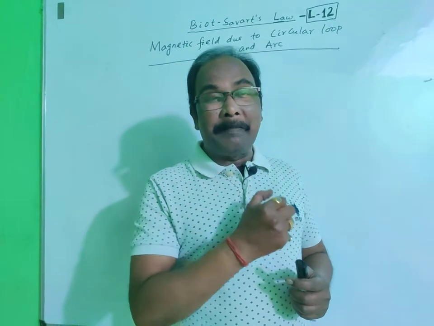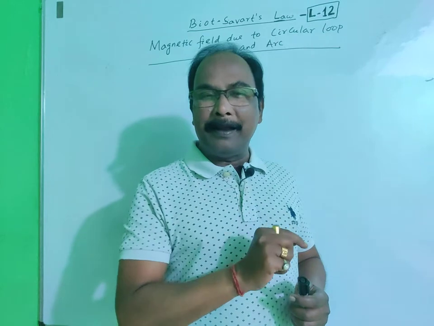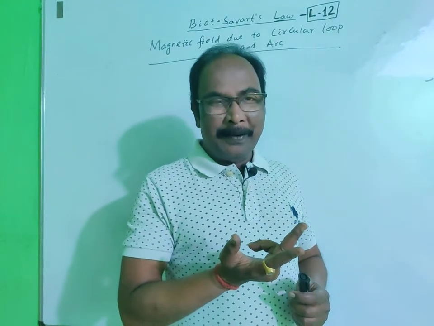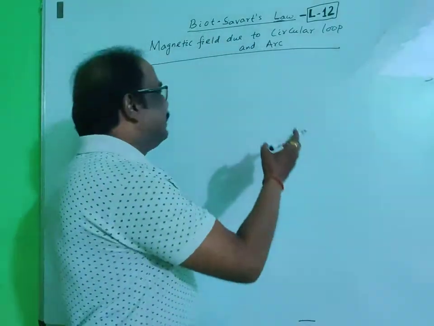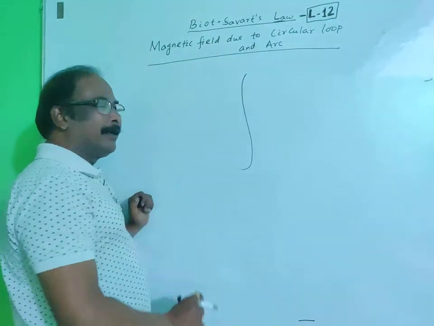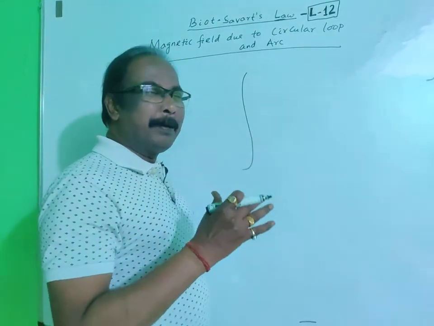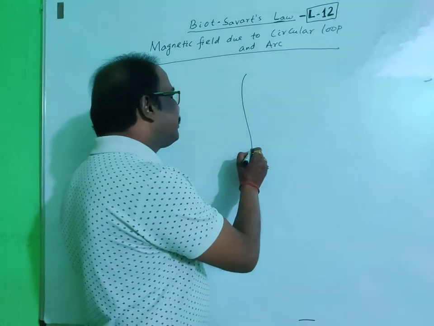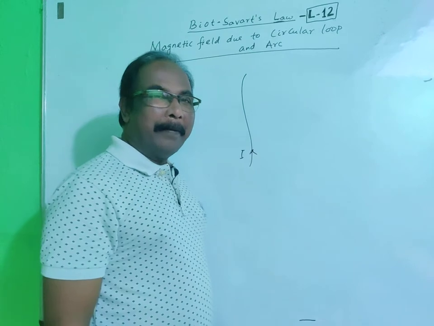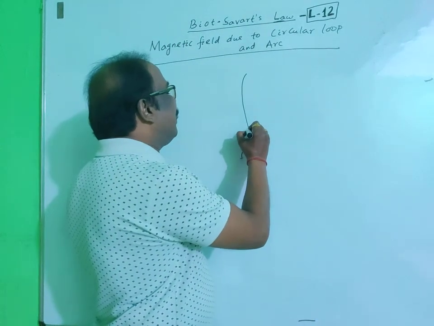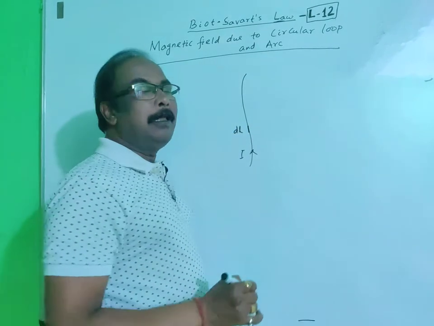the expression of magnetic field due to an elemental length of conductor carrying current, meaning a very small length of conductor carries current. Suppose this is a conductor of any shape, and this conductor carries current I. Let's consider an elemental length, a very small length, and this part of the conductor is dl.